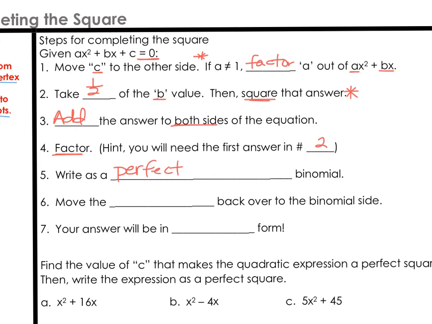Once you have your answer factored, write as a perfect square binomial. And that's where we sometimes write like x plus a number squared. That's what it means to be a perfect square binomial. What you'll do then is move the new c that you've calculated, because you'll have to combine some like terms, back over to the binomial side. And then your answer will, voila, be in vertex form.